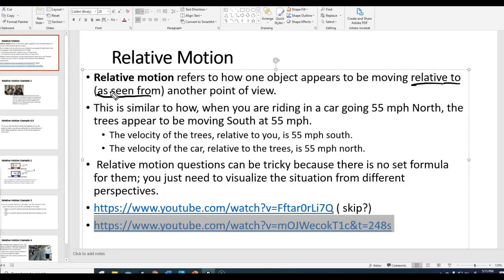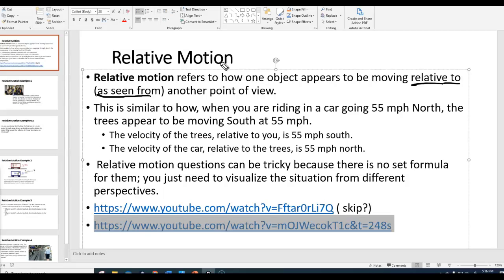For example, let's say you're driving in your car going 55 miles per hour north. You look out the window and see trees, and it looks like the trees are passing you by, because you're driving past them. Of course, the trees are not actually moving, but relative to the car, it looks like they're moving backwards.